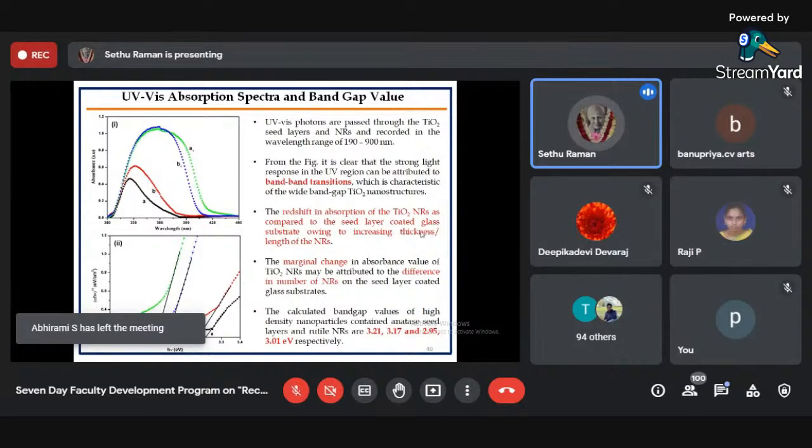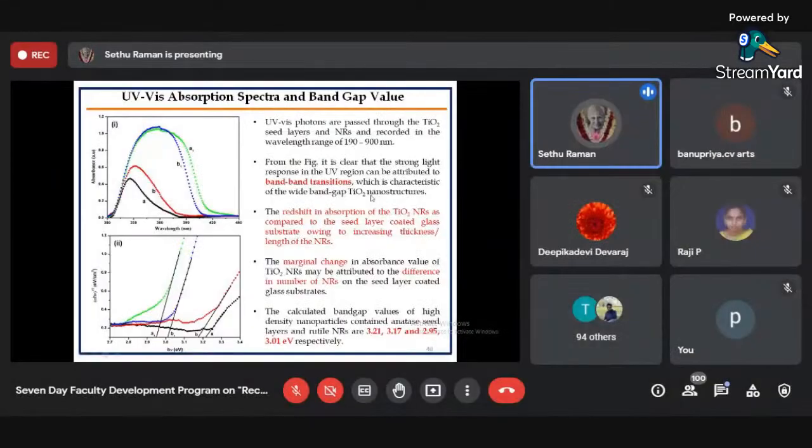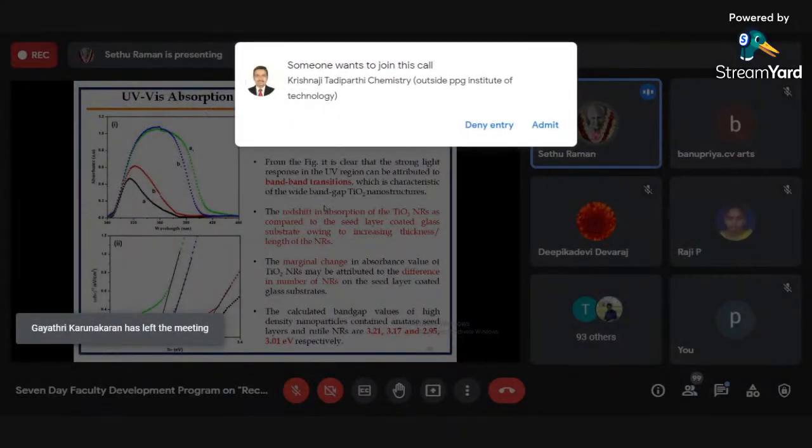Next, the UV-visible spectrum: how the band gap changes, which we measured for the seed layer as well as the nanorod sample. This is a simple UV-visible absorption spectrum of the seed layer. A and B reflect the seed layer, and A1 and B1 reflect the nanorod samples. UV-visible photons are passed through the TiO2 seed layers and nanorods, recorded in the wavelength range of 190 to 900 nanometer. From the spectrum, it is clearly understood that band-to-band transition takes place. This is a characteristic of a wide band gap TiO2 nanostructure.